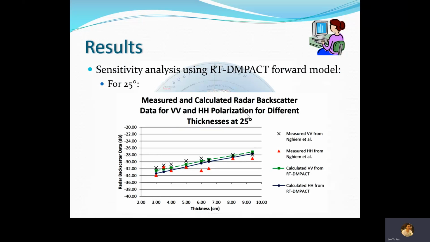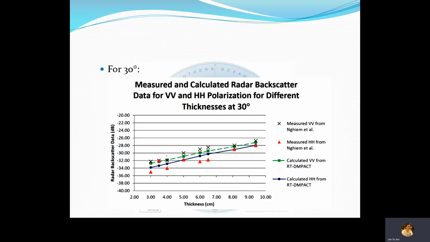The only exception, or the only case that is important here, is the measurement at 3.5 centimeters. So you will find that for this particular case, the calculated output from the forward model is lower compared to the measured values. It is also the same for 30 degrees. But for both incidence angles and for all the polarizations, we are able to achieve a similar trend.